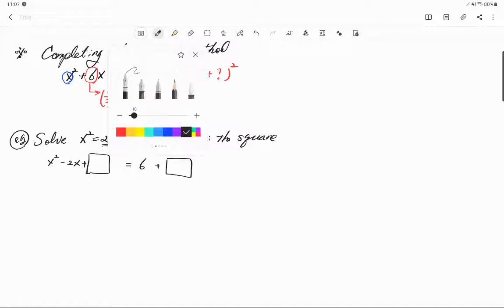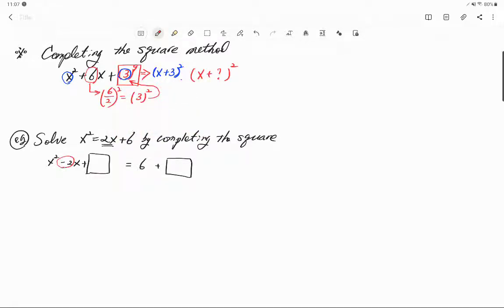So what goes to this number? The coefficient of x is negative 2, right? So divide negative 2 by 2, then square it, which is negative 1 squared, and that will be added to the left side of the equation. So this will be negative 1 squared. Once we add this to the left, we also need to add the same number to the right.